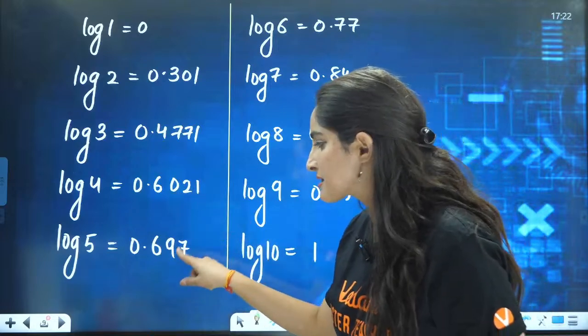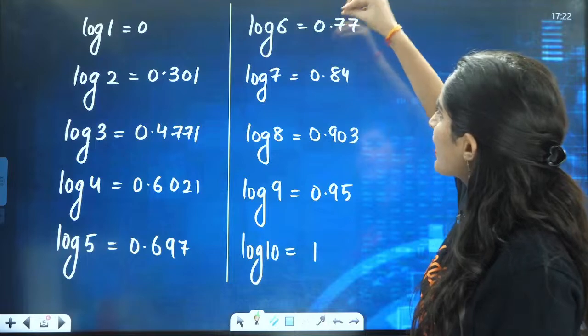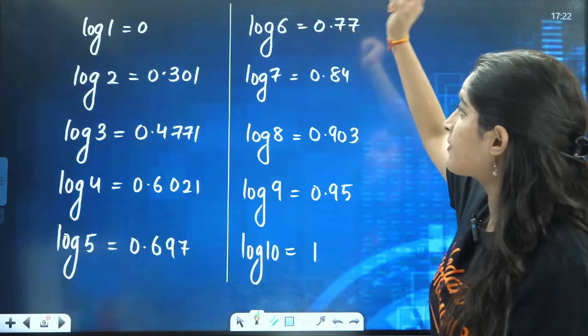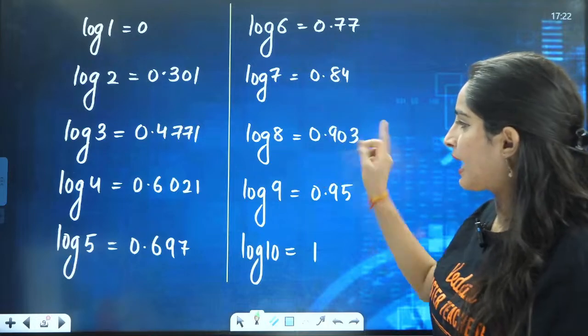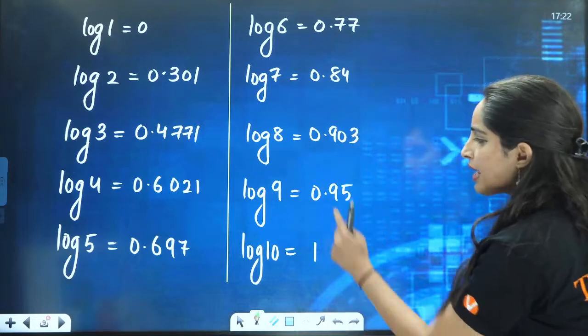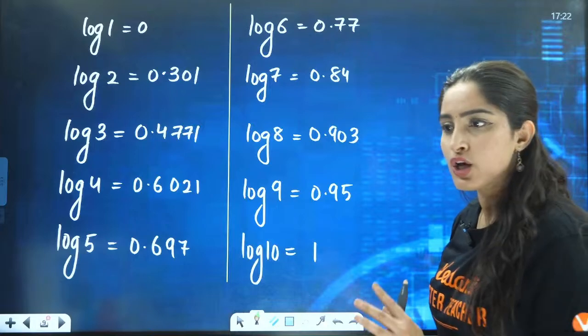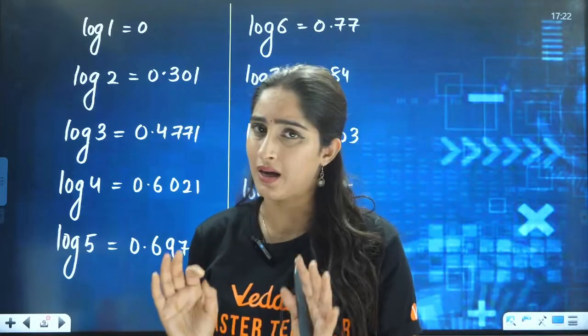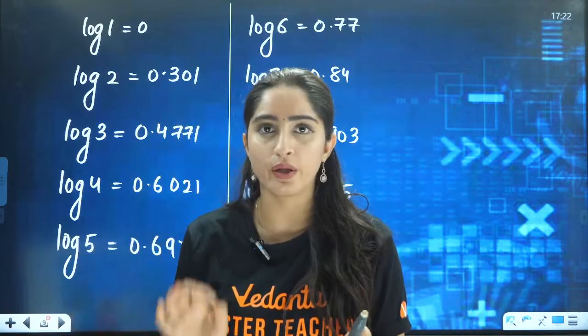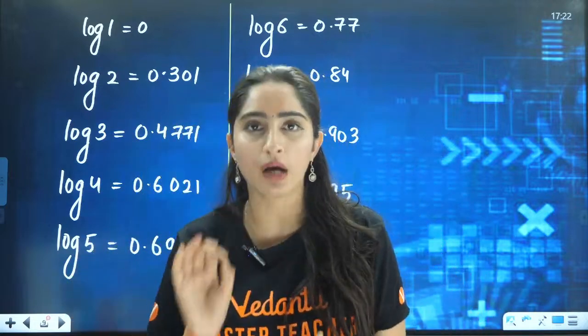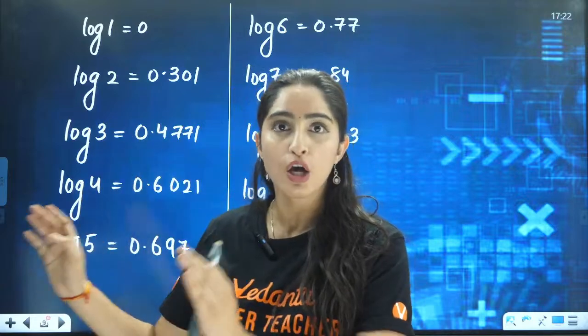Then here it is 0.6021, 0.697. Then here it is 0.7, 0.77. This is 0.84, 0.78, 0.89. 0.903, this is 0.95. And then this is 1. Right? So this way you can remember this, but otherwise you should just write it down in some notebook with beautiful colors and paste it on a wall so that you can remember.